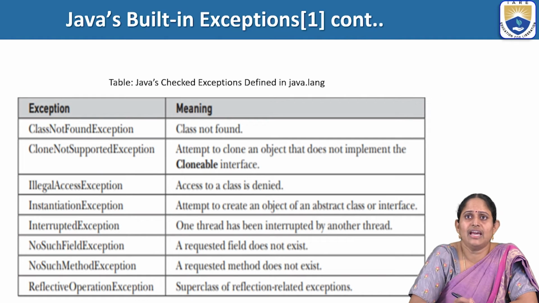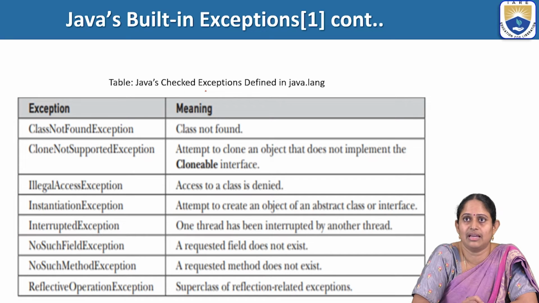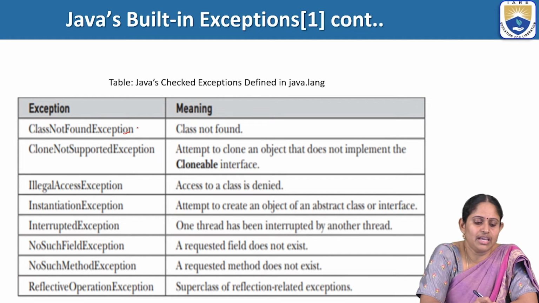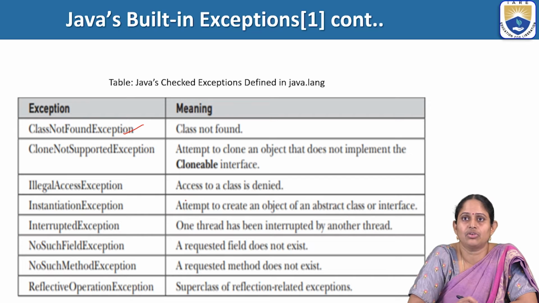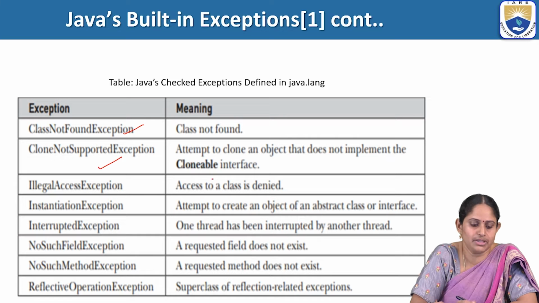Now, similarly, we have some of the checked exceptions. These are all checked exceptions defined in Java, wherein we have ClassNotFoundException, which will be thrown when the class we're trying to access is not found. Then the CloneNotSupportedException, when we attempt to clone an object that does not implement the Cloneable interface. So when we try to create a clone of a class that does not implement the Cloneable interface, CloneNotSupportedException will be thrown.